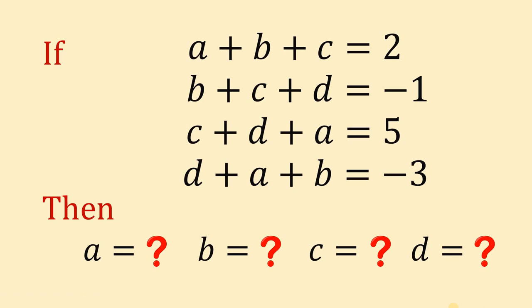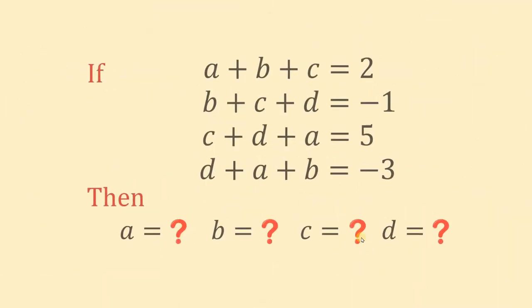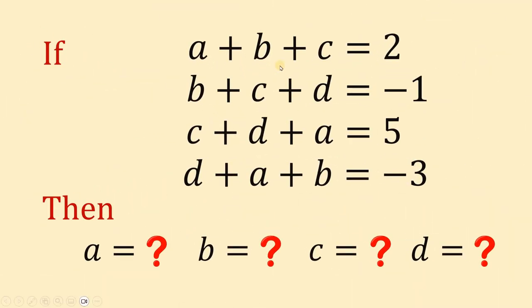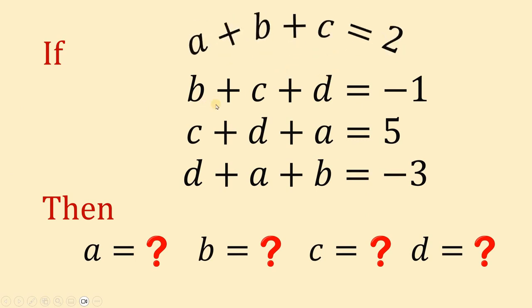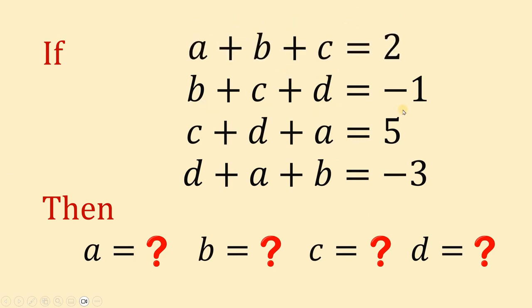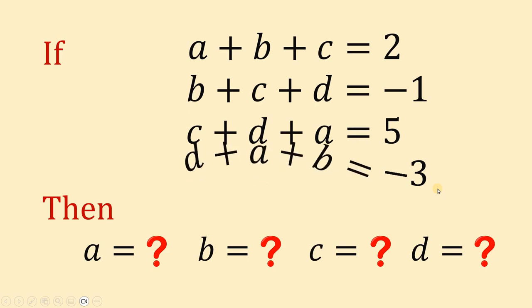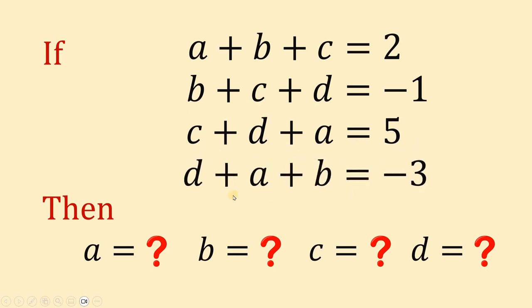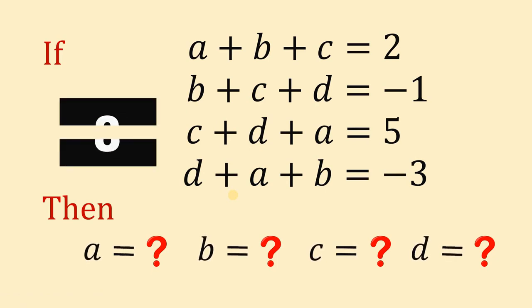For today's video, we will answer a math challenge given by one of our followers. And here's the question. If a plus b plus c equals 2, b plus c plus d equals -1, c plus d plus a equals 5, and d plus a plus b equals -3, then our goal is to solve for the value of a, b, c, and d. You can pause this video if you want to give this problem a try.